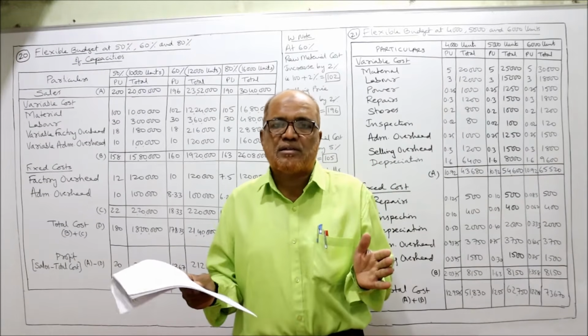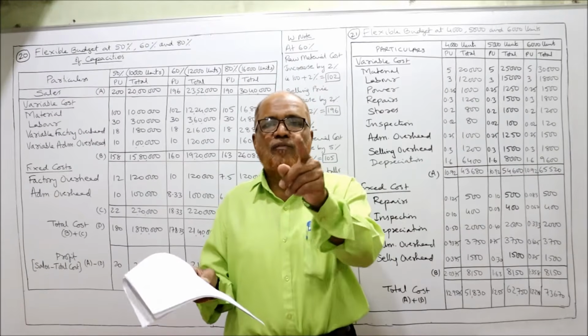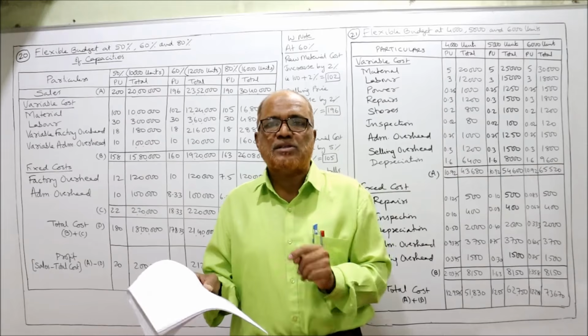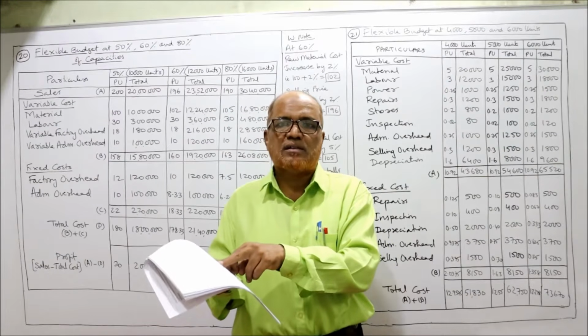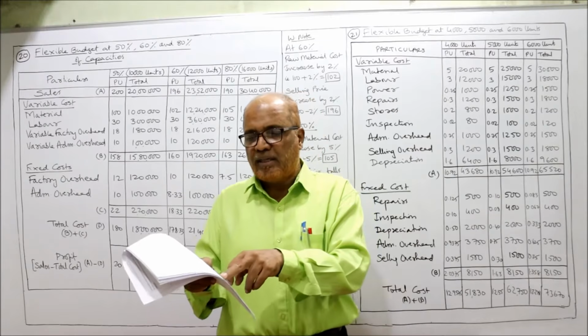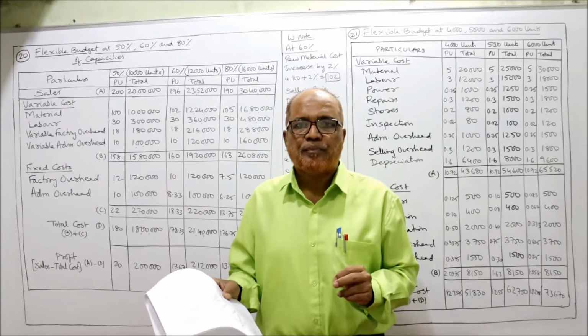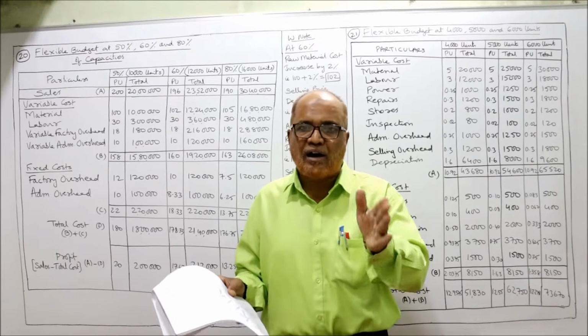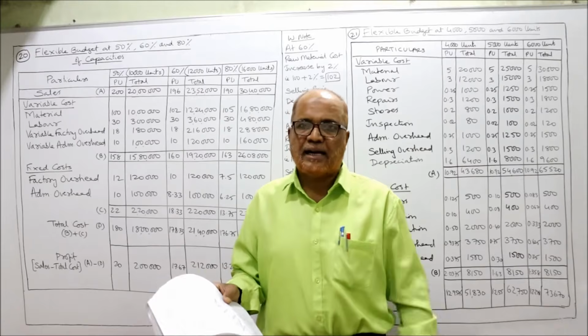So we'll bifurcate the 30 rupees into fixed and variable: 40% fixed, 60% variable. So 40% of 30 is 12. 12 is fixed, 18 is variable. Then administration overhead is 20 rupees, 50% fixed. That means out of 20 rupees, half, 10 rupees, is fixed and 10 rupees is variable. This is the data given.